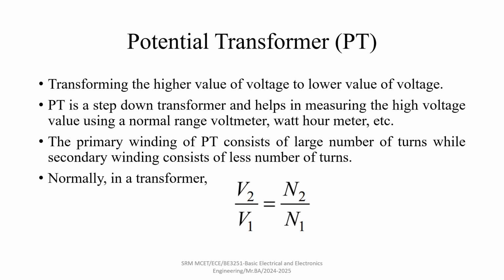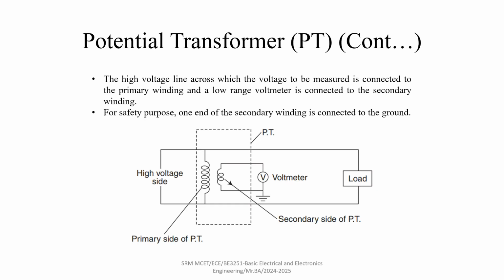If we discuss the turns ratio and the voltage ratio, we can see that the voltage available in the secondary winding is directly proportional to the number of turns present in the secondary winding. Depending on this coil ratio, the potential transformer performs the step down operation, converting the higher value of voltage to a lower value of voltage which can be easily measured. Now we can see the circuit diagram of this potential transformer.